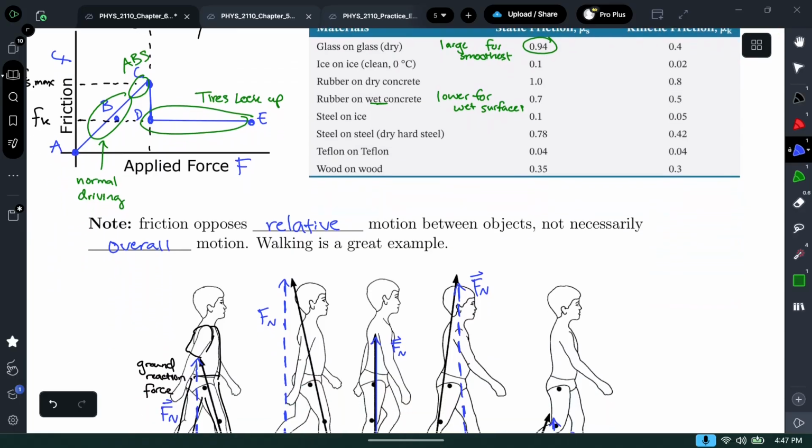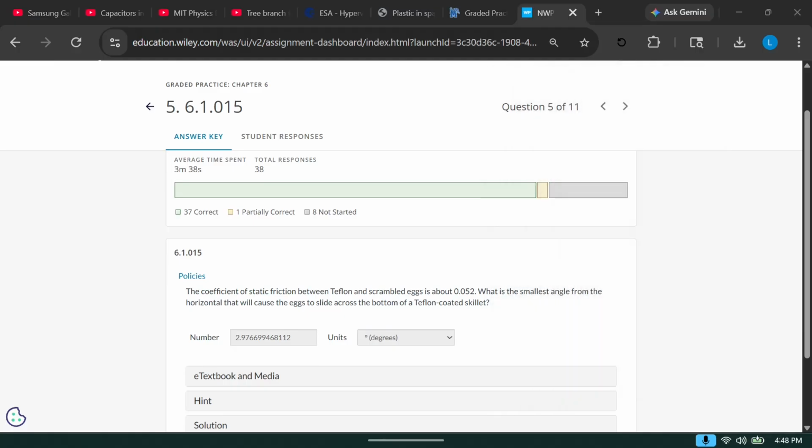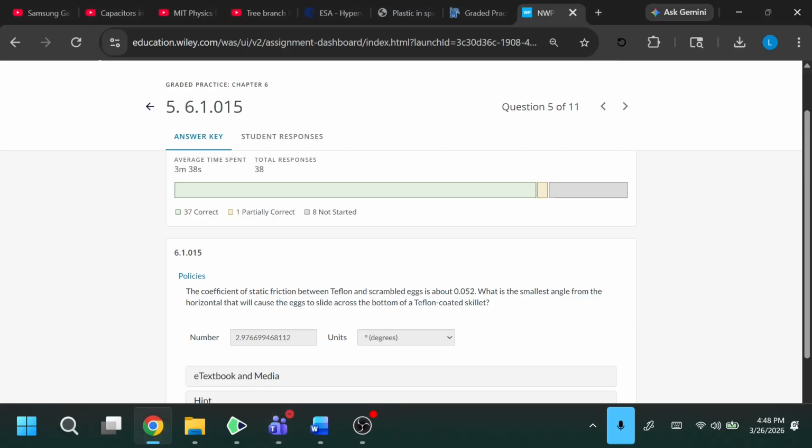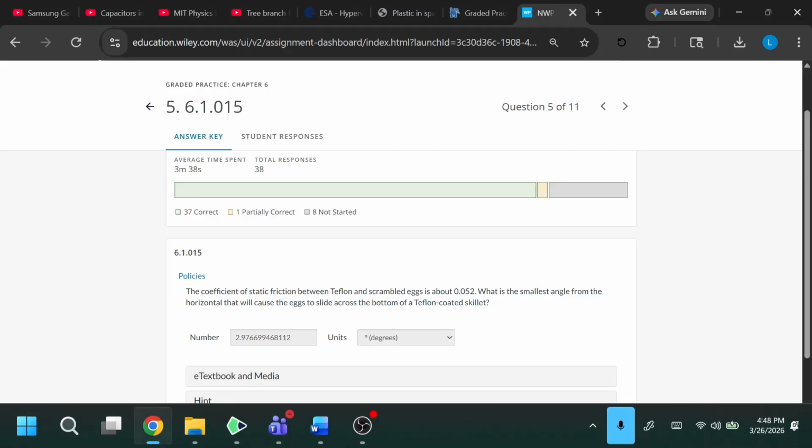Can you explain question 5 on the guided practice chapter 6? Question 5. Okay. Yeah, this is one someone else asked about too. I'll go through this. It says the coefficient of static friction between Teflon and scrambled eggs is 0.052. What's the smallest angle? So that's all we're given, and that makes it feel like, what? You can do that? They ask, what is the smallest angle at which the scrambled eggs will start to slide?